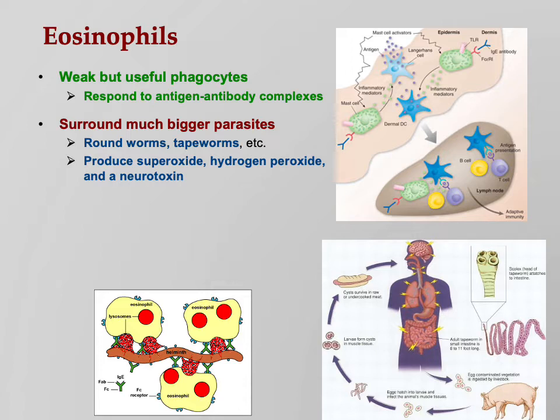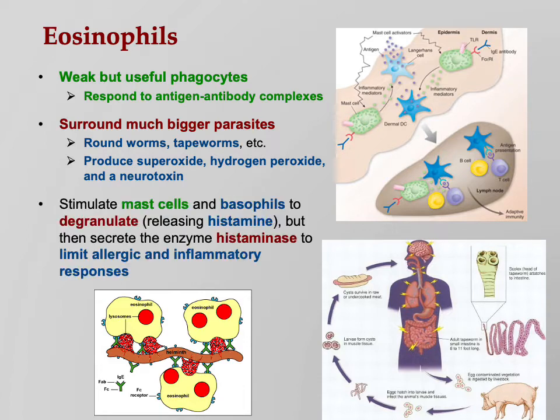They also produce neurotoxins. Because remember, these are not just cells, these are actual creatures, these parasitic worms. So they actually have a nervous system. And so the eosinophils secrete neurotoxins that actually kill organisms. They also stimulate mast cells and basophils to degranulate, releasing histamine, but then they secrete the enzyme histaminase to limit the allergic and inflammatory responses.